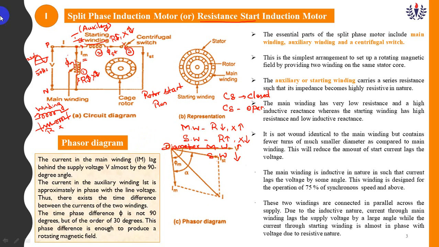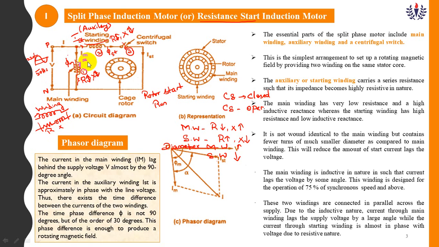The split phase induction motor is nothing but a resistance start induction motor. It consists of two windings, one is the starting winding, another is the main winding, and a centrifugal switch. These are the three major parts in this system. The starting winding and main winding are connected in parallel, and we have to give a single phase supply. The resistance should be connected in series with both the windings. That's what I have drawn in this diagram here.